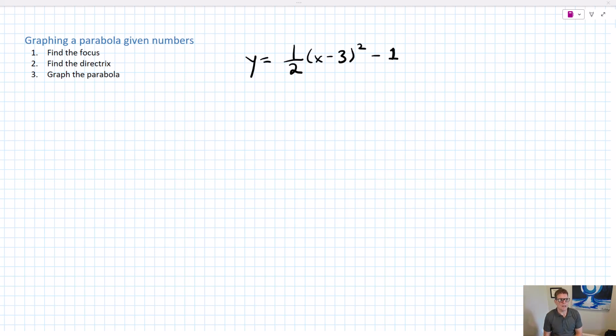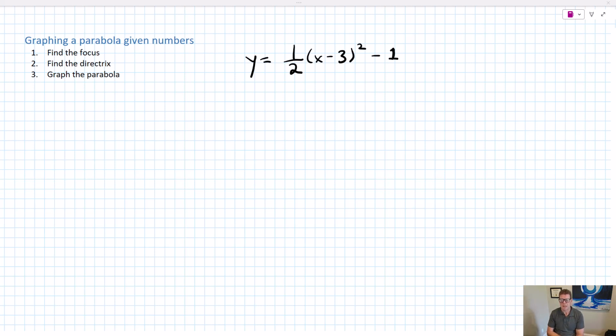So the first thing that we're going to want to do is find the focus, find the directrix, and graph the parabola. Generally, to graph a parabola, you're just going to go straight to number 3, but we do want to figure out how we're going to use this information to, in fact, find the focus and find the directrix.